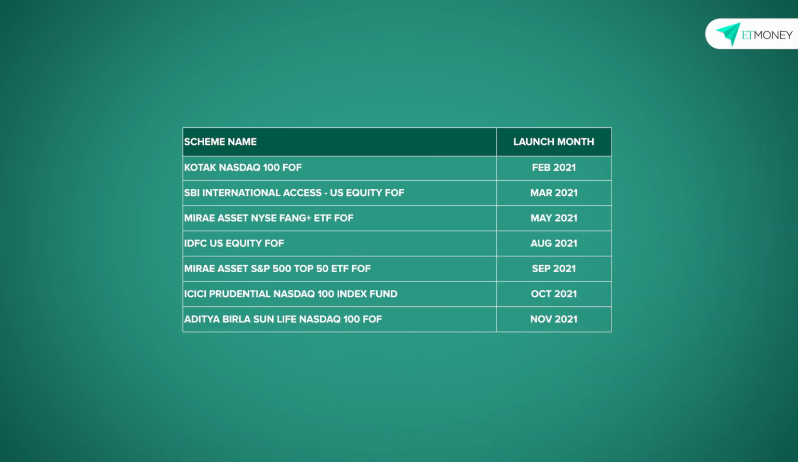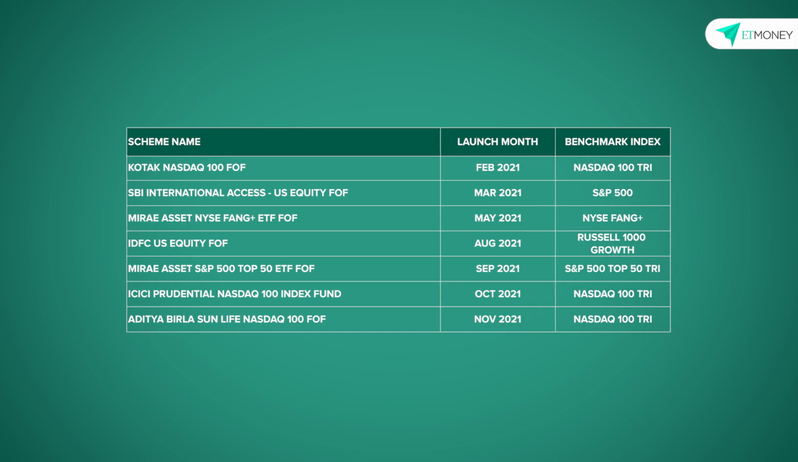As a matter of fact, there has been one US specific fund launch almost every month in 2021, which speaks volumes of the growing popularity of this theme. Some of these funds are actively managed while others are passive funds, but a commonality here is that most of these funds are benchmarked against the Nasdaq or the S&P 500 index.